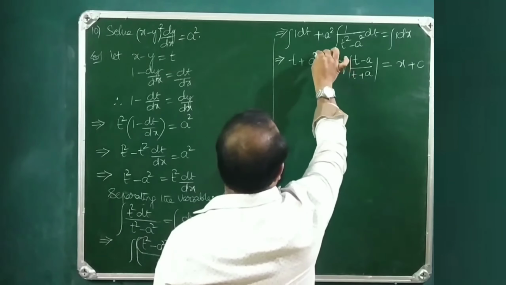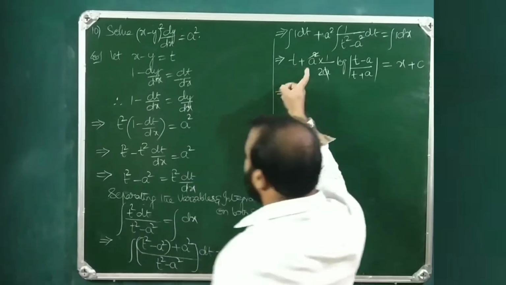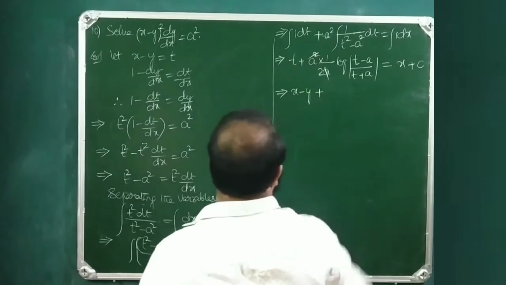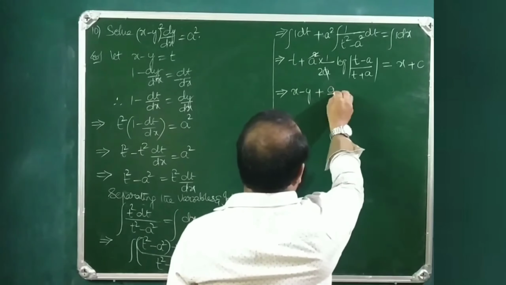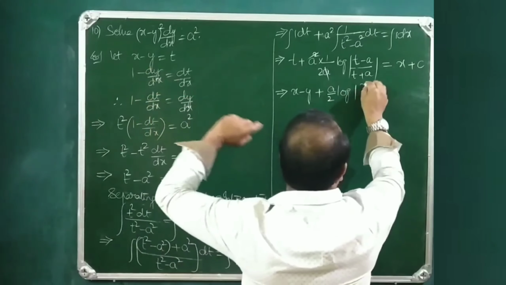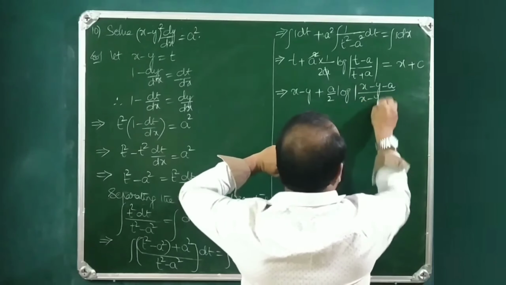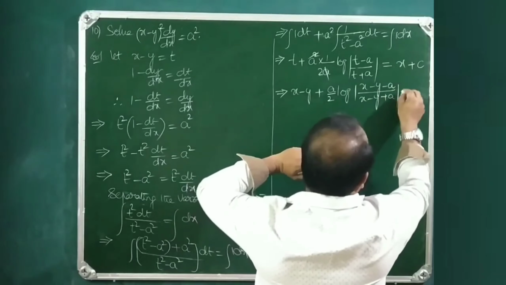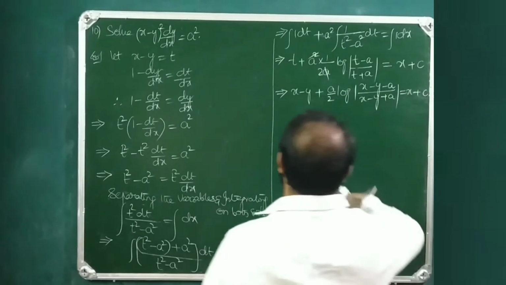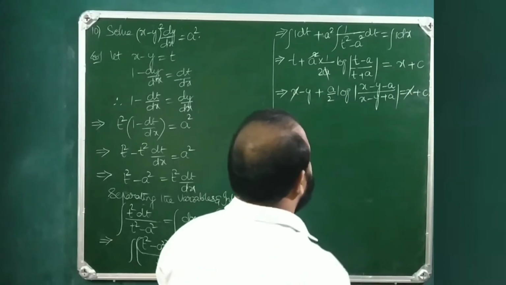So here a and a get cancelled. The value of t is x minus y. So this is x minus y plus a by 2 log modulus of x minus y minus a by x minus y plus a equals x plus c. So here x on both sides gets cancelled.